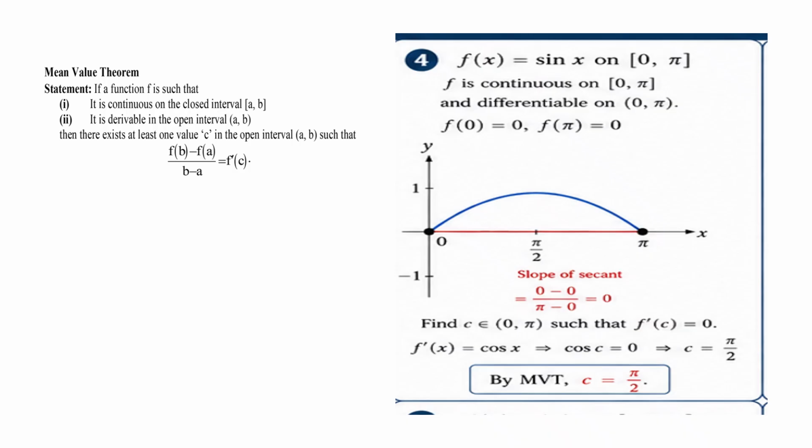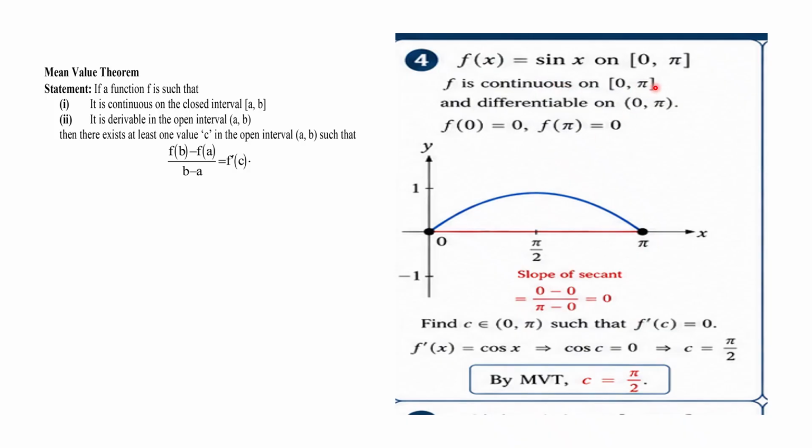Here you can see the statement of the mean value theorem. If f is any function which is defined on the closed interval [a, b], is continuous and differentiable, then f of b minus f of a over b minus a is equal to f prime c, and c must belong to the open interval (a, b).